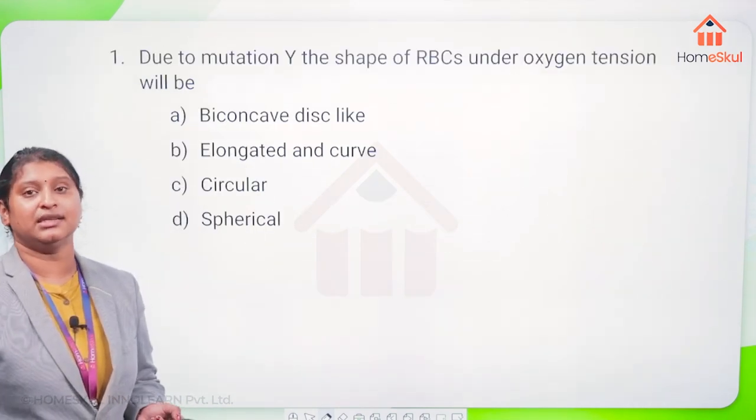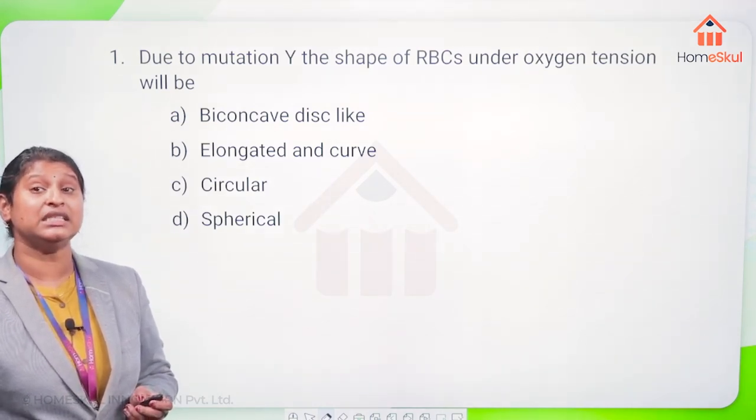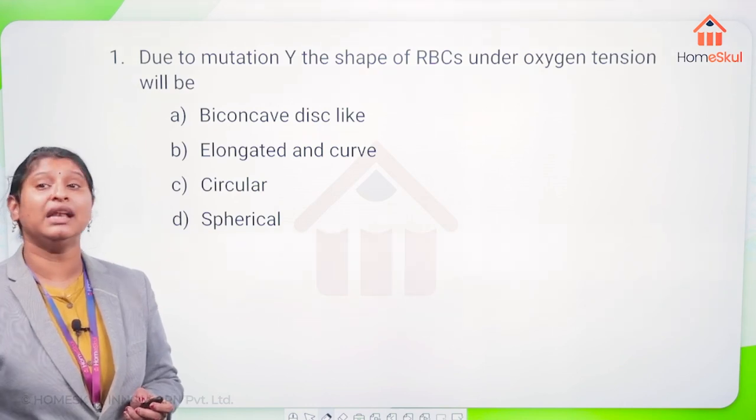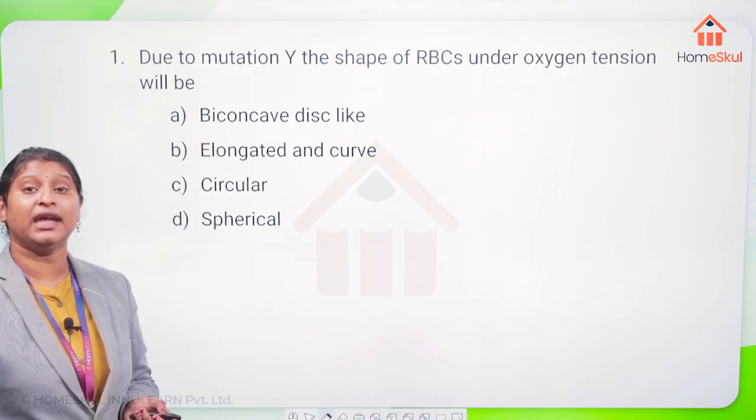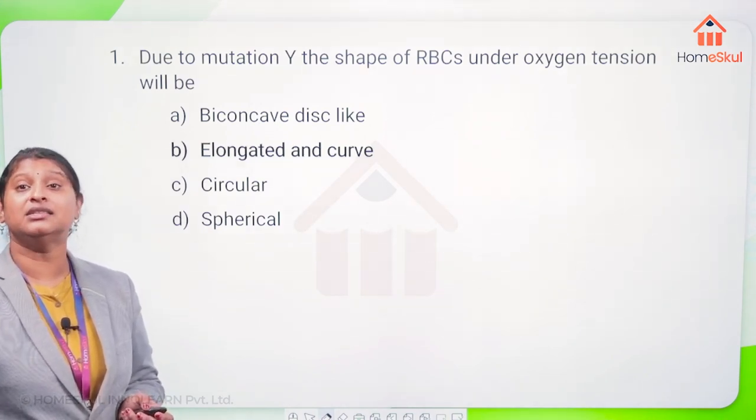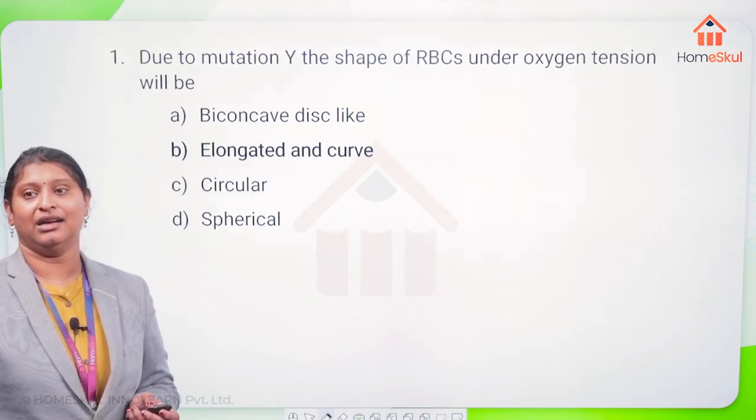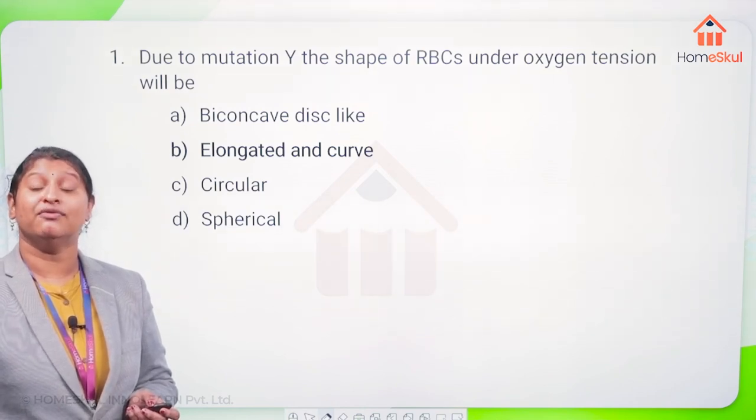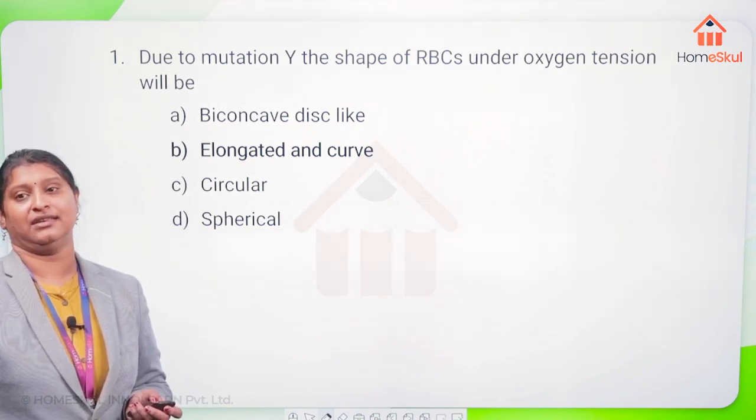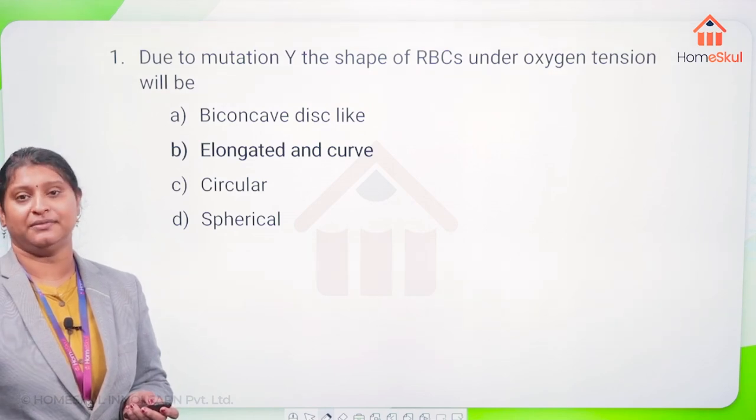We are going to answer this. Due to mutation Y, the shape of RBCs under oxygen tension will become elongated and curved. That is a disease condition, sickle cell anemia. The glutamic acid is getting converted to valine in the sixth position of the beta chain of hemoglobin.